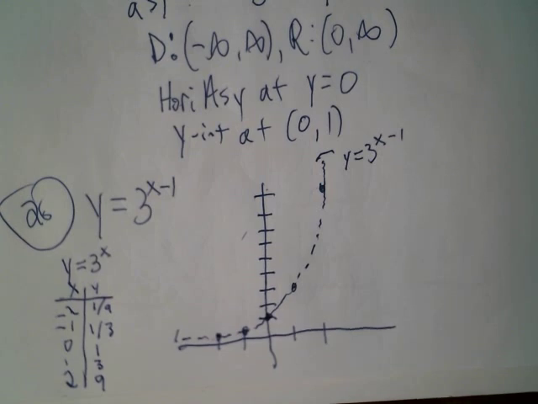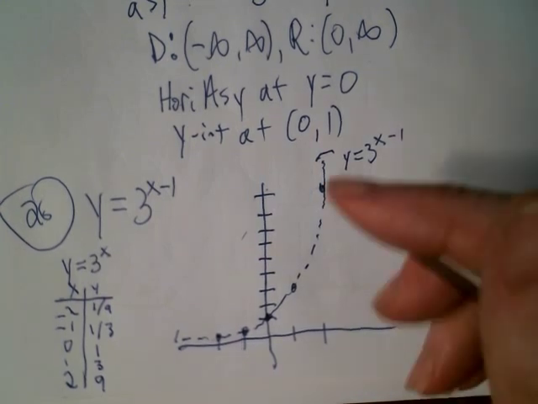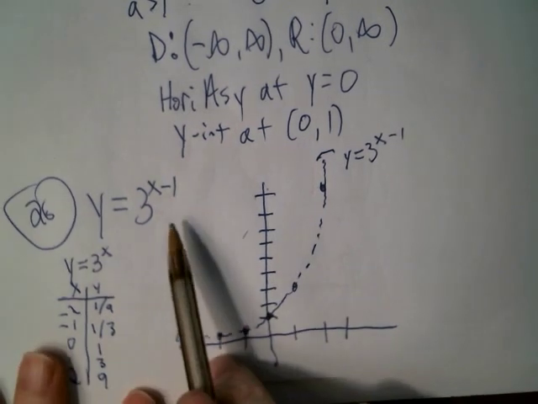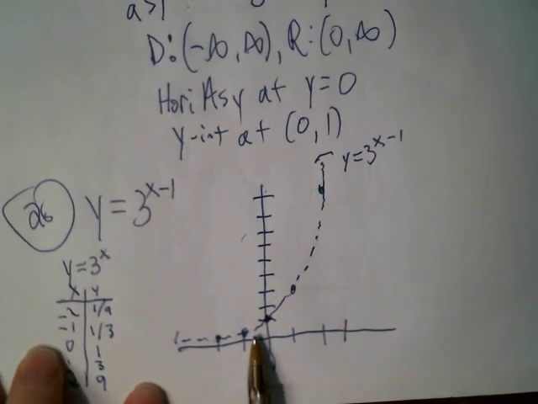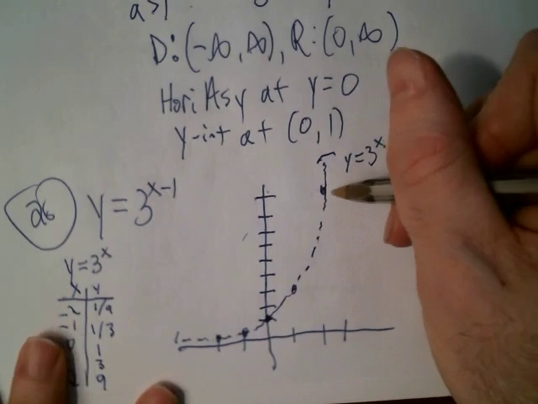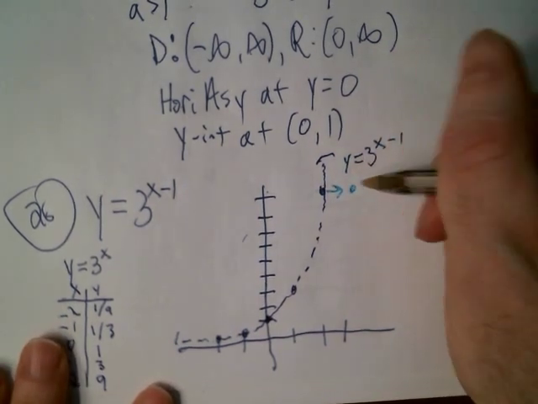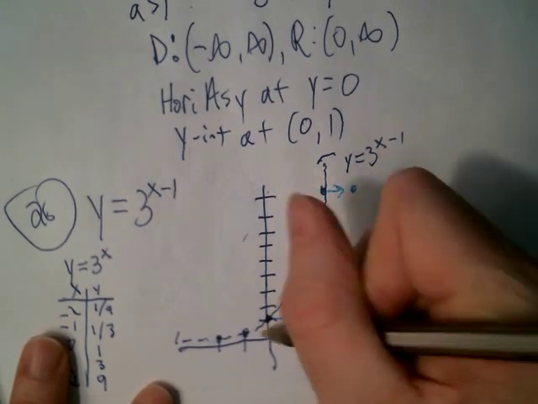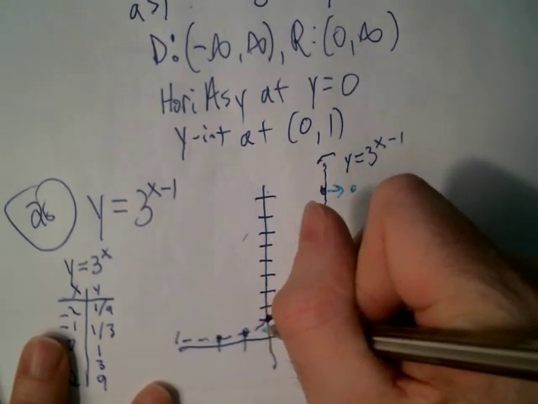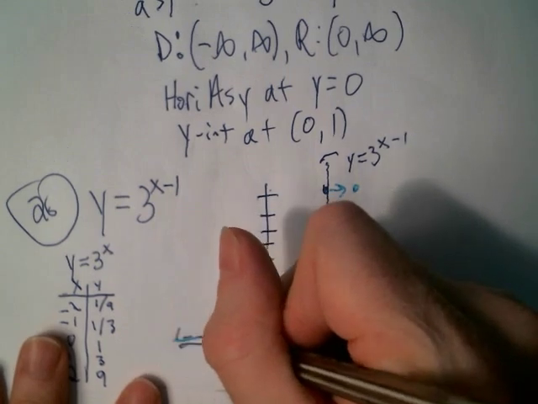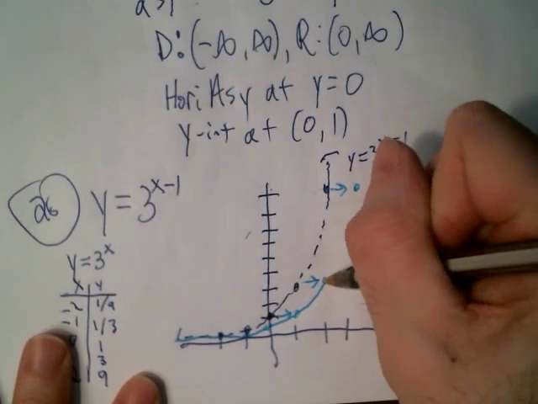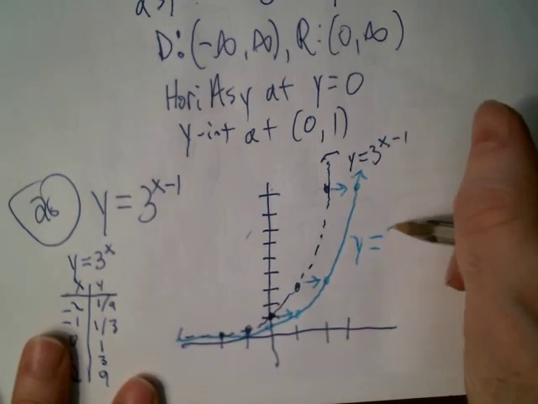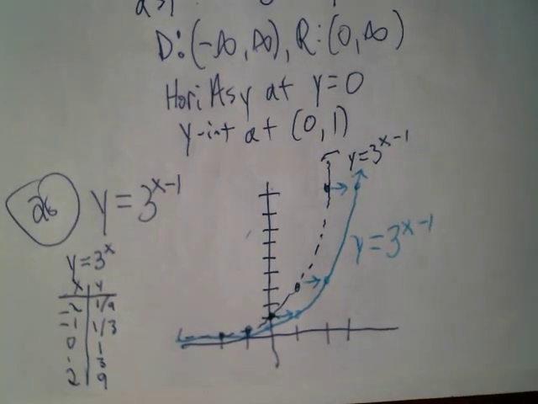Then just use translations to get your new graph. When you're subtracting 1 in the exponent, it's just a matter of shifting to the right by 1. So you just take all these points and move them over. That will give us the official version that we were after, 3 to the x minus 1.